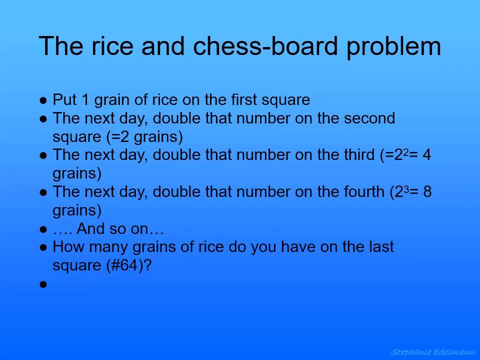So you put 1 grain of rice on the first square. The next time you double that number on the second square. That's 2 grains. The next day you double that number on the third. That's 4. Then you double that number on the fourth. That's 8. How many grains are on the last square, which is square number 64?